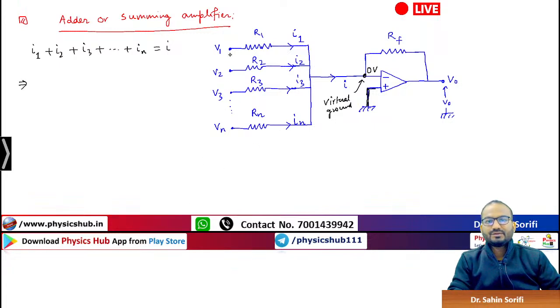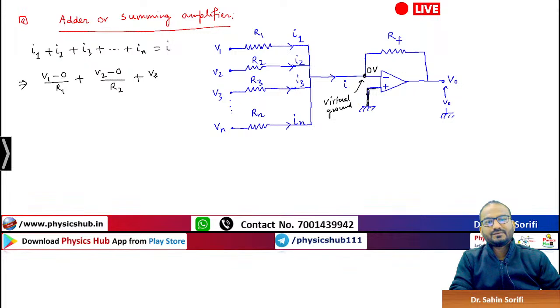Okay. So V1 is the potential here, 0 volt is here. So V1 minus 0 by R1, that will be your I1. In the same manner, I2, V2 minus 0 by R2.